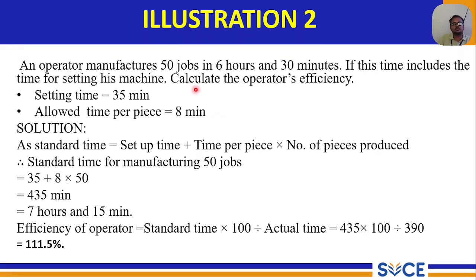Another example: an operator manufactures 50 jobs in 6 hours and 30 minutes, and the time includes time for machine setting up. You have to calculate the operator's efficiency. The setting time here is 35 minutes and the allowed time per piece is 8 minutes. These are the data which have been given.